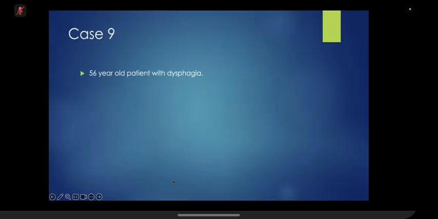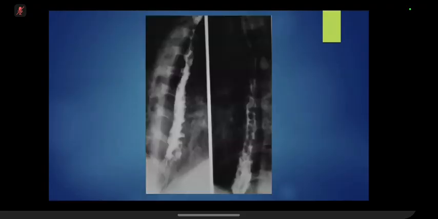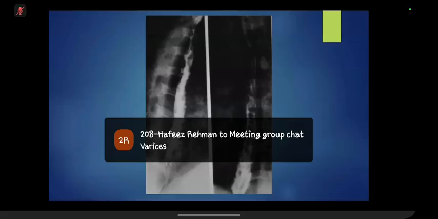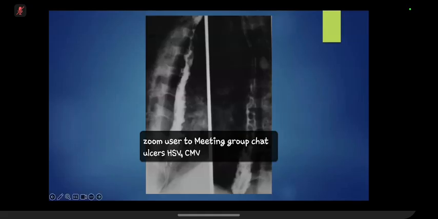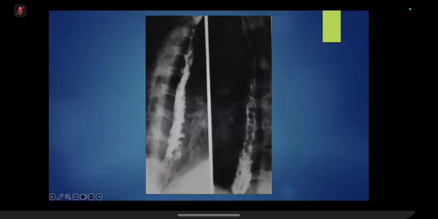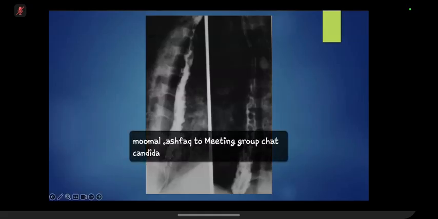So the history is a 56-year-old patient with dysphagia. I'm not able to see any obvious stricture. I can see some small outpouchings in the lower esophagus. So this can be due to esophagitis. Yes, could be a possibility because of old age.